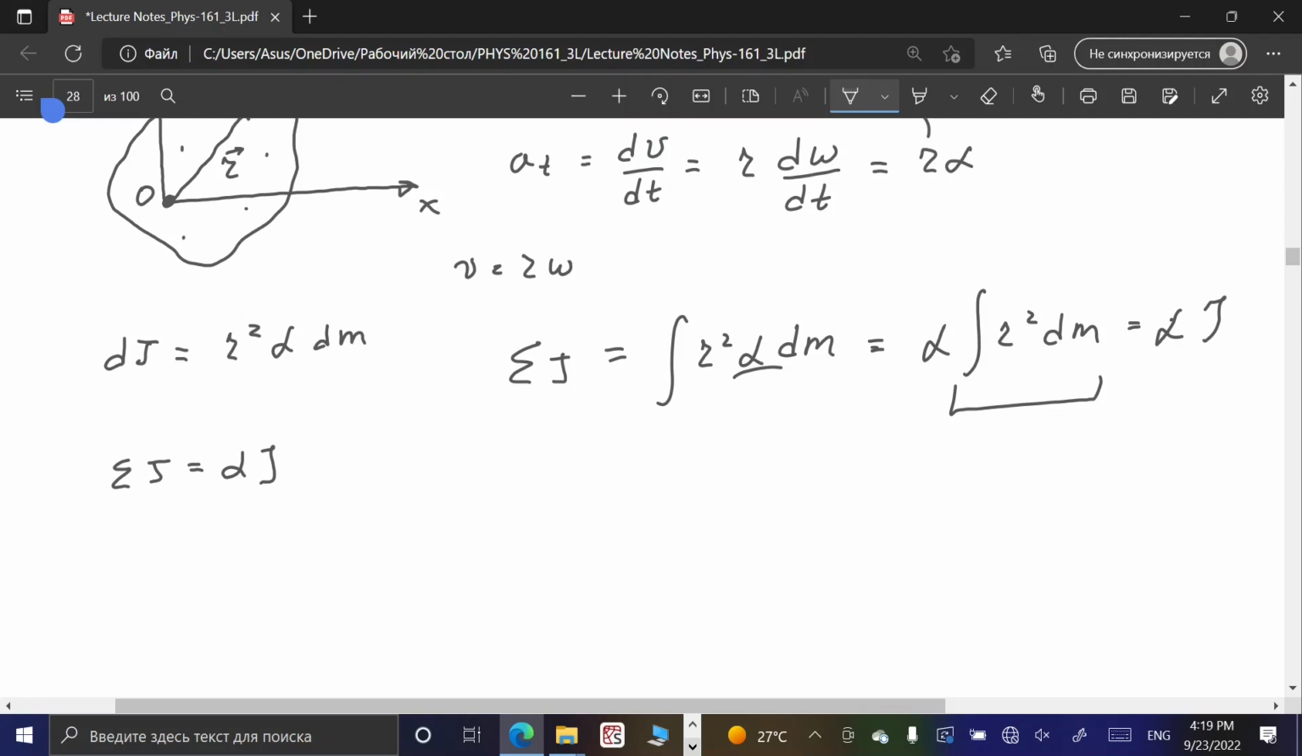If you compare this now to the second law of motion, F is equal to acceleration times mass, we see that we have a direct correlation between these parameters. So it's kind of an equivalent of the second law of motion, presented in the form applicable to rotational motion of rigid bodies.